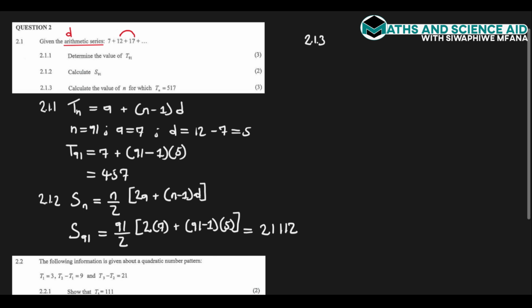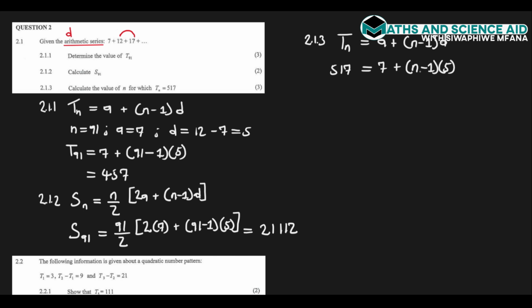Now the last question for 2.1. Here we need to calculate the value of n for which Tn = 517. This is also very straightforward. We simply use our general equation of an arithmetic sequence once again. This time, Tn = 517, a is still 7, we do not know the value of n, and d is equal to 5. So we simply need to solve for n in this equation.